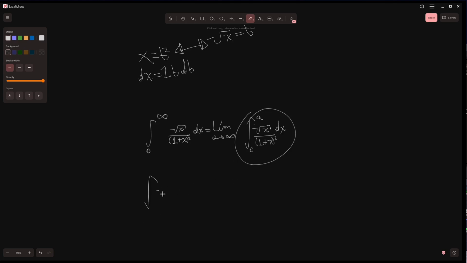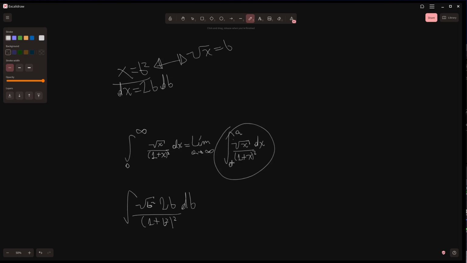So the new integral with the new variable should be x, which is v squared. So v squared, dx is 2 times v dv, over 1 plus x, which is v squared over 2. So the new limit should be this limit inside this function. So the square root of 0 is 0, and the square root of a is the square root of a, so it should be this.